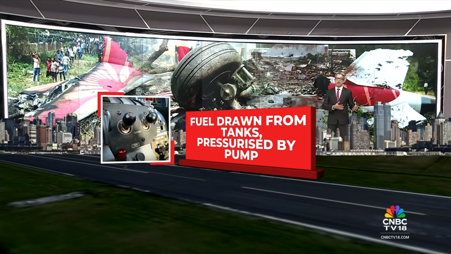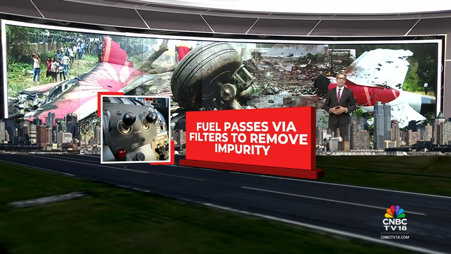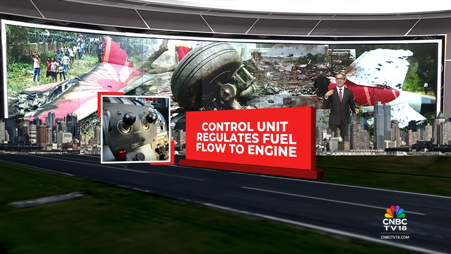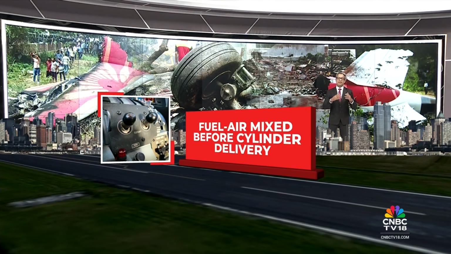The fuel is drawn from the fuel tanks. There are pressure pumps through which the fuel is then injected into the carburetor and from the carburetor into the engines, and then the fuel pump fires up the engines. The fuel passes via the fuel filters, which remove any kind of impurity. Remember, this investigation has also checked the fuel from the bowsers. It has examined the fuel and said there was no contamination. The control unit then regulates the flow of the fuel, how much fuel at what speed goes into the engine, and fires up the engine.